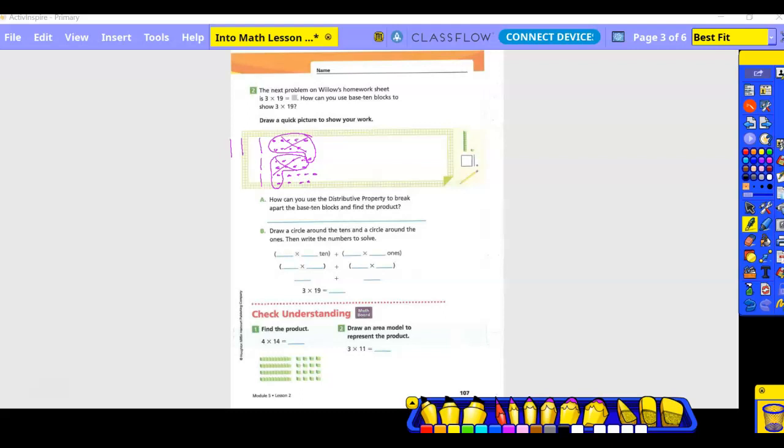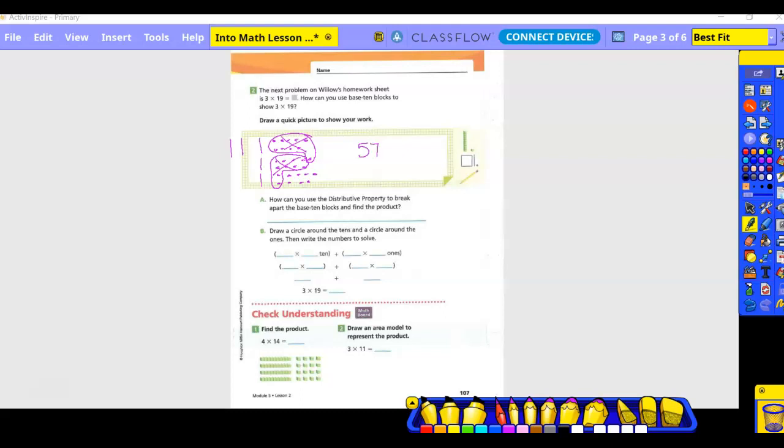So do I have any hundreds? No, because I don't have any flats. How many 10s do I have? I have 3 here and 2 here, so I have 5. And then how many small cubes or 1s do I have left? I have 4 here and 3 here, so that's 7.